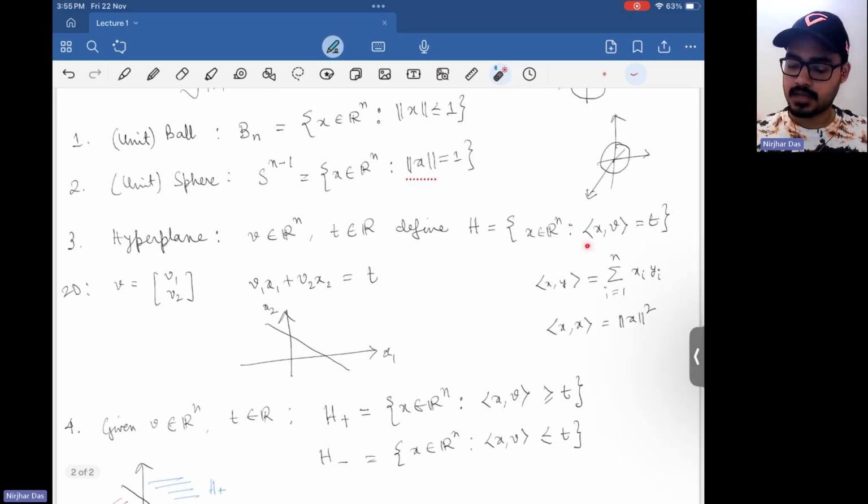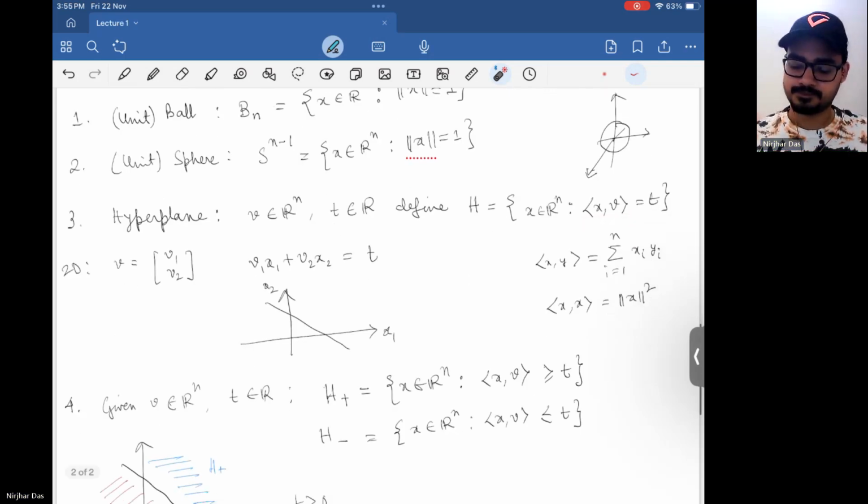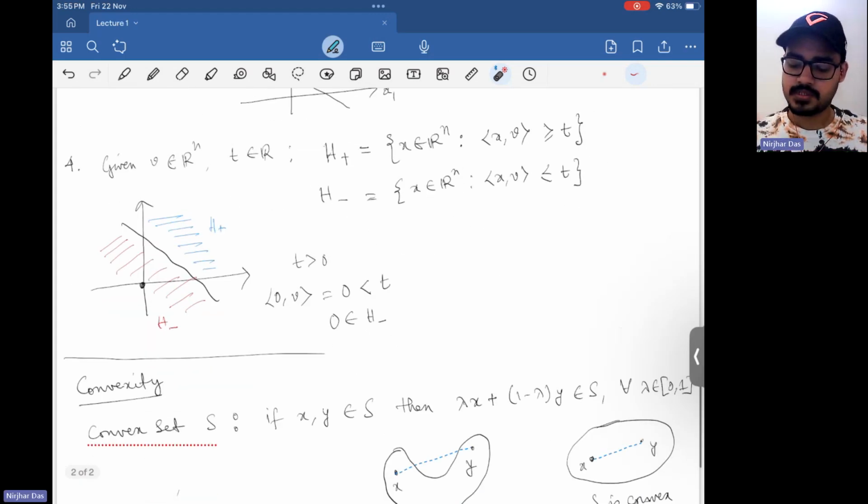Again, you can show that the hyperplane is indeed a convex set. In fact, these half spaces are also convex sets.